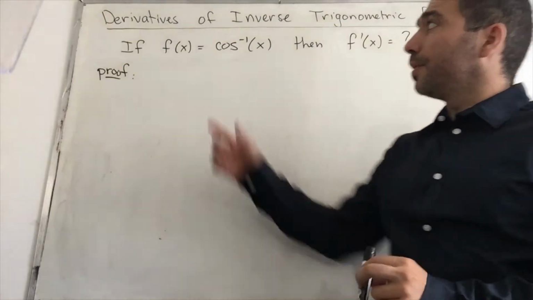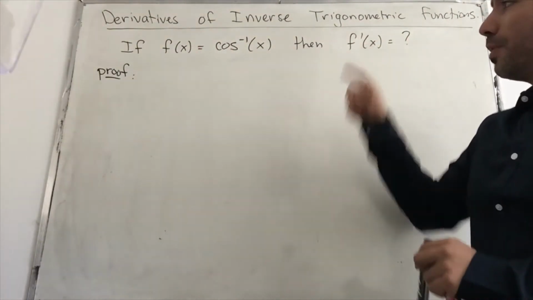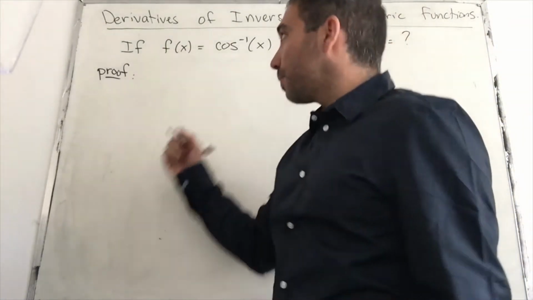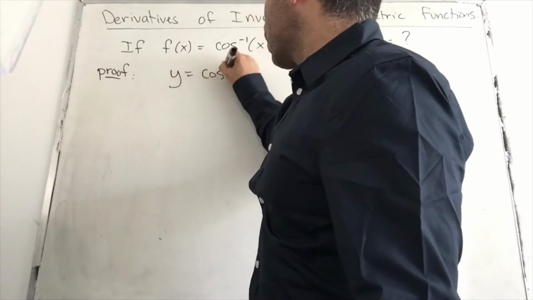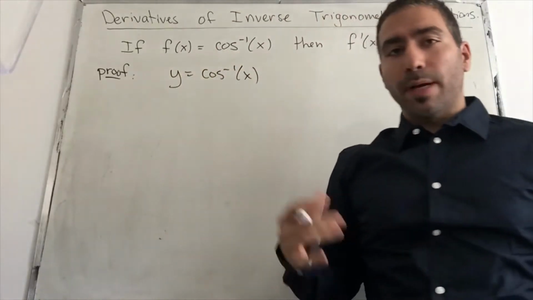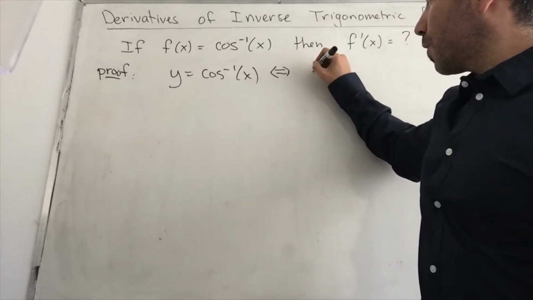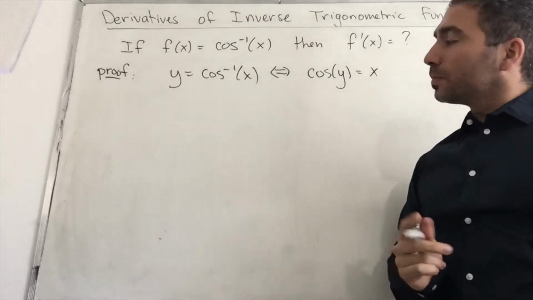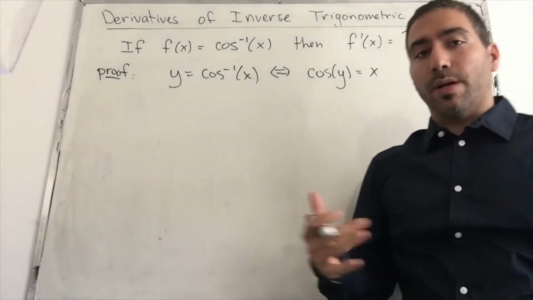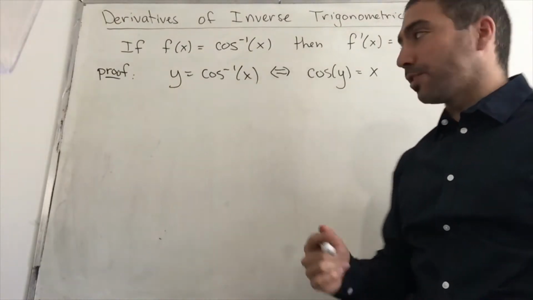So now let's look at the derivative of arccos. So if f of x is equal to arccos, then what's the derivative? Proof. Same concept. We let y equal arccos, or cos inverse of x. And we know by definition that this is equivalent to cos of y equal to x. So let's go ahead and derive this implicitly. Again, you could always pause the video, try this on your own, see if your answers match mine.